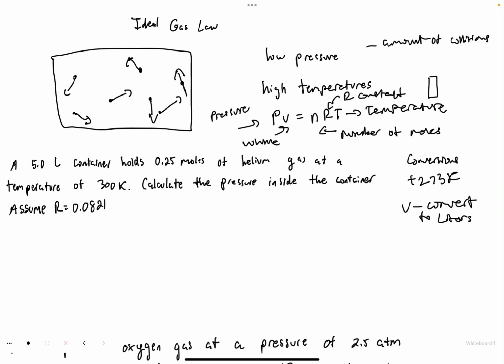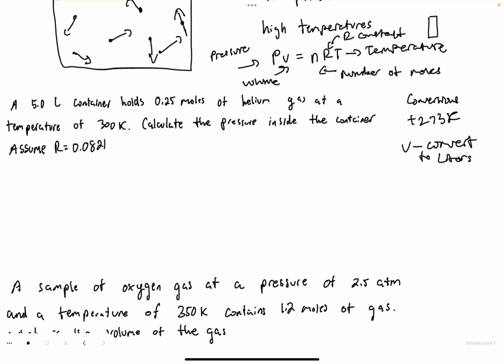Now let's start by solving this first example. A 5-liter container holds 0.25 moles of helium gas at a temperature of 300 Kelvin. Calculate the pressure inside the container. Okay, so let me just write this out. Since this is ideal, I would always try to go for PV equals nRT. So we see what we're given.